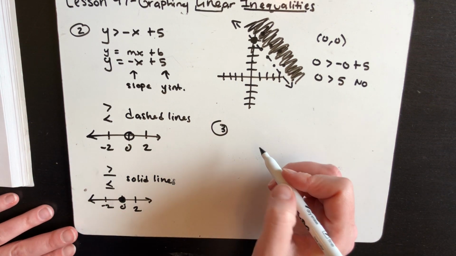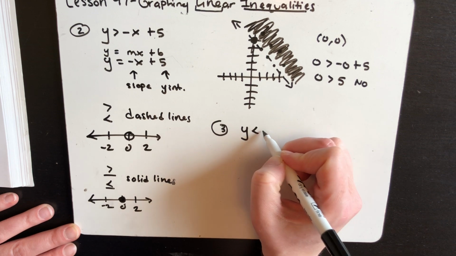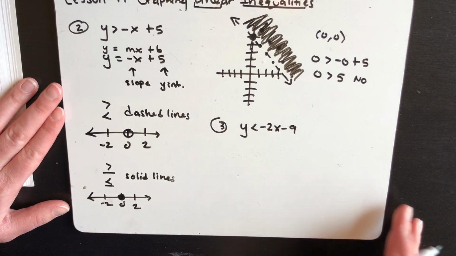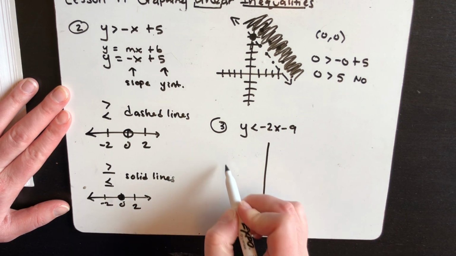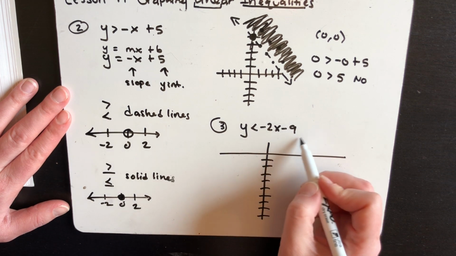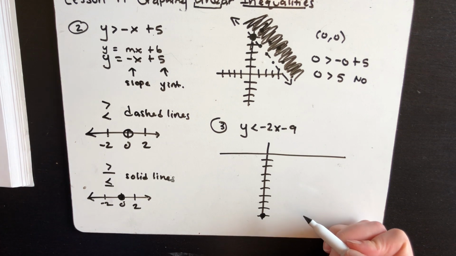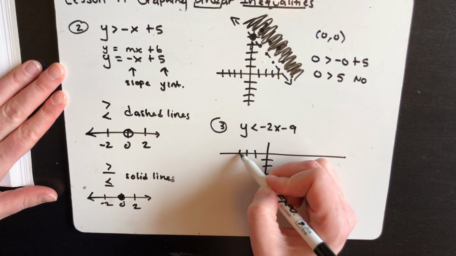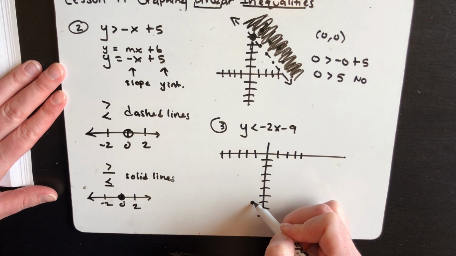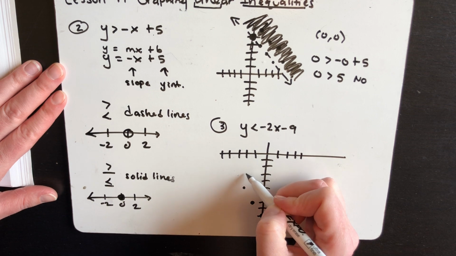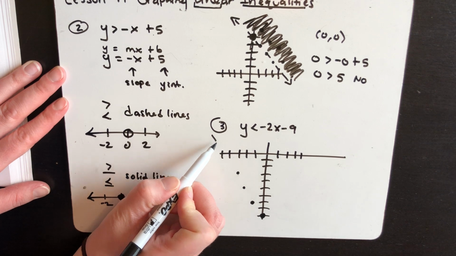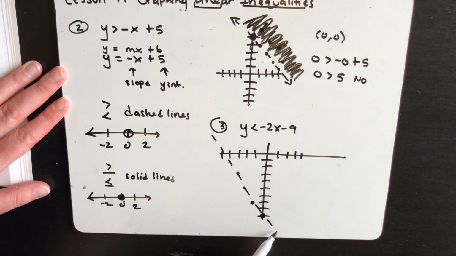I want to have y is less than negative 2x minus 9. So I'm going to start by graphing that. My intercept is negative 9, and my slope is negative 2. So it's going to be a downhill line, right? So I can go up 2 and over 1, up 2 over 1, up 2 over 1. It's a regular less than sign, so it's going to be a dashed line.